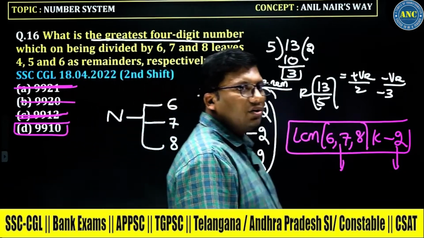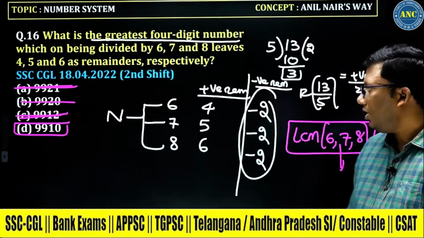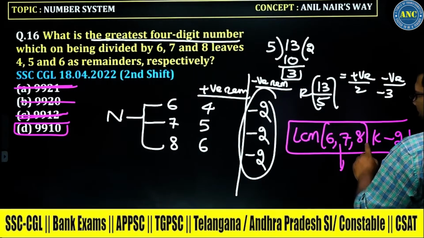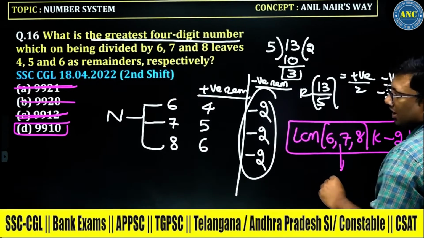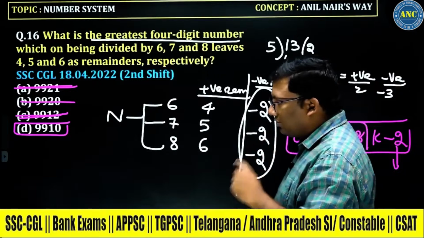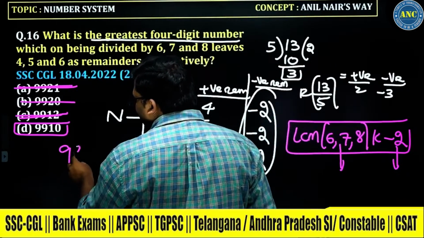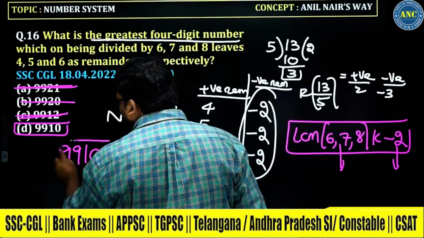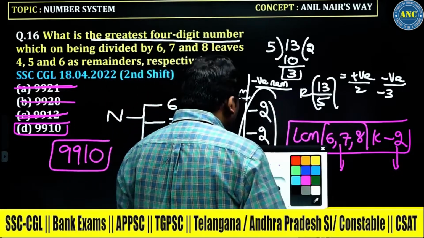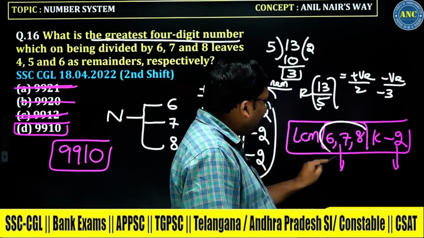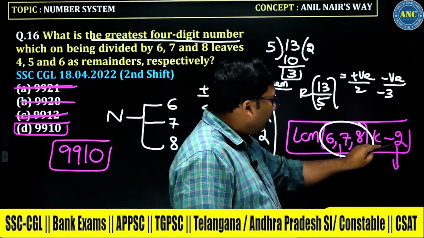I hope the idea is clear. Another way to do it: if you observe carefully, the answer for this question is 9,910. You can directly tell it in another way also. See here, this is divided by 4. 8 is divisible by 4.